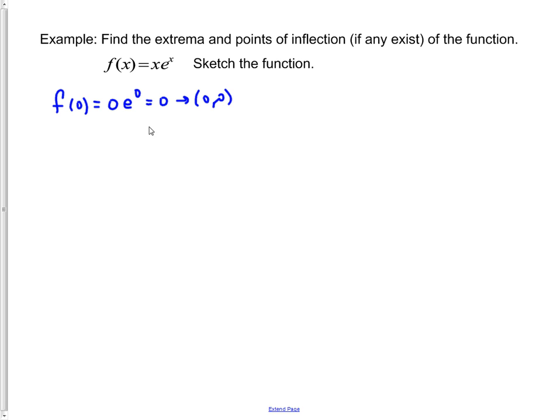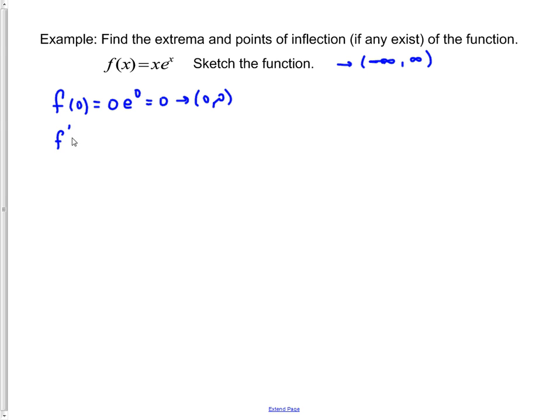So let's see what happens with the rest of the function. We find extrema at any point where the function is either undefined, where the derivative is undefined, or the derivative is 0. So we need our derivative. F of x is defined everywhere, by the way. Its domain is all real numbers here. Hopefully you can see why.